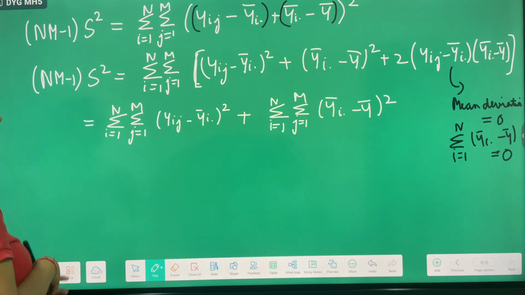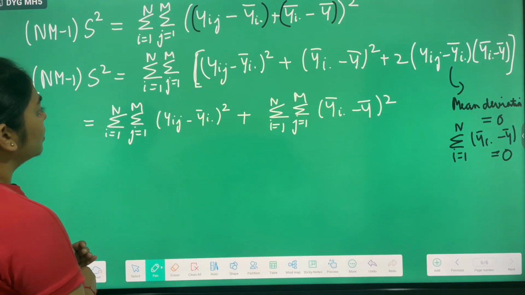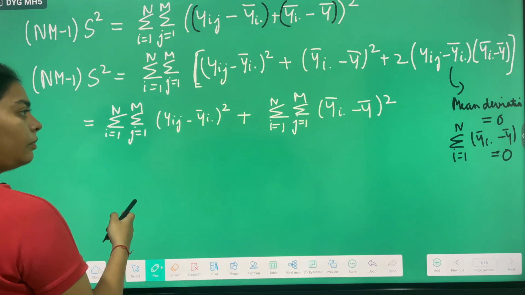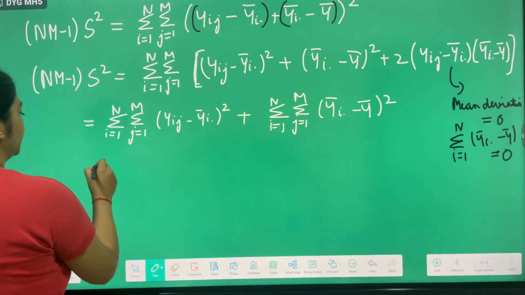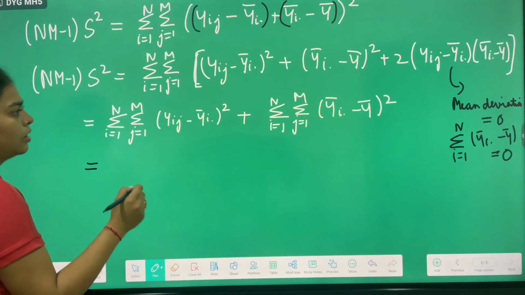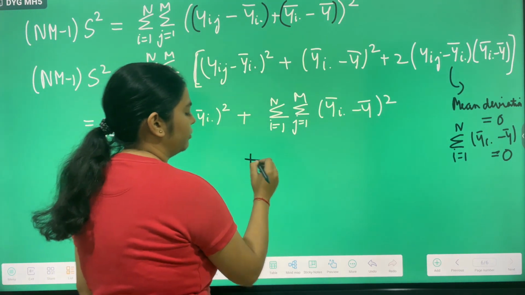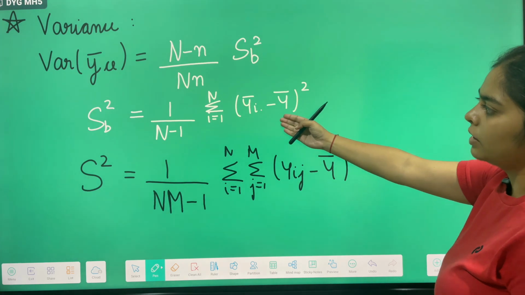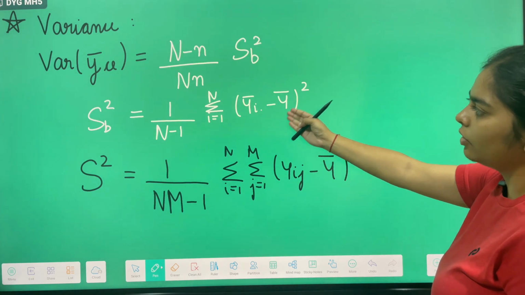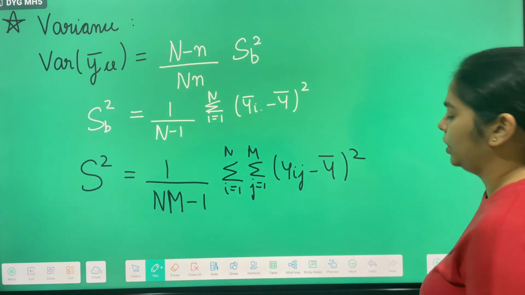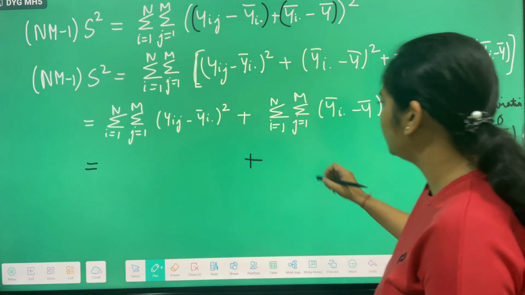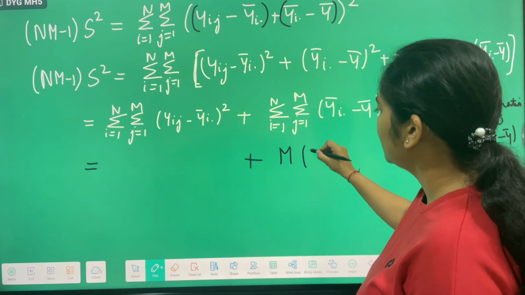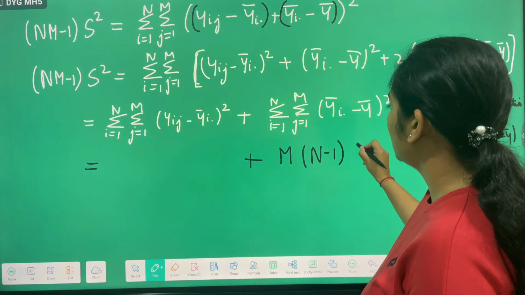Now here y_ij and y bar i dot. Okay, let us substitute first. This one is the formula for S_B square. Here we have done S_B square: summation i goes from 1 to N, y bar i dot minus y bar whole square, 1 upon N. So it will be M, because there is no j, so M will come outside, into N minus 1 S_B square.